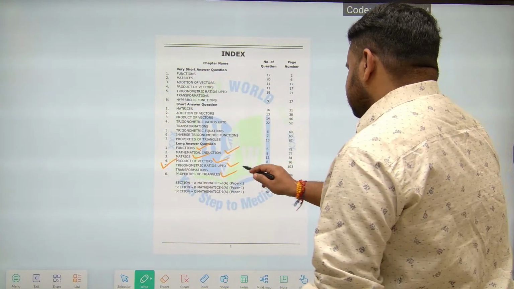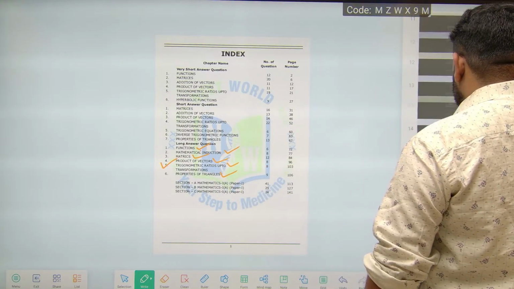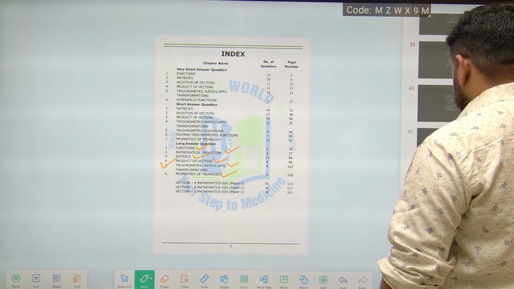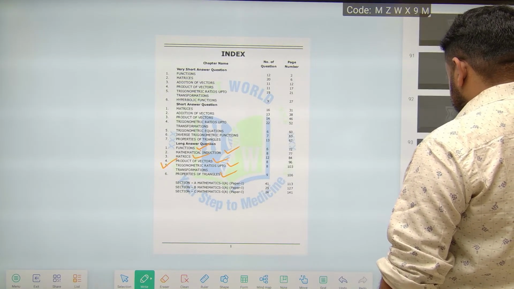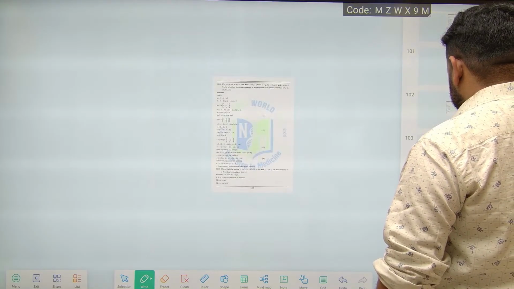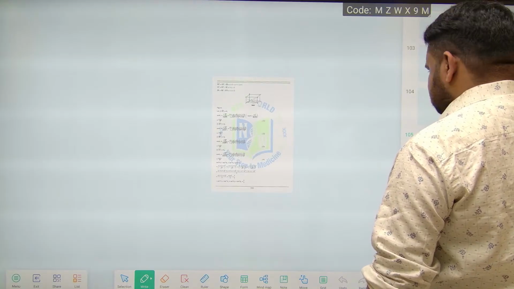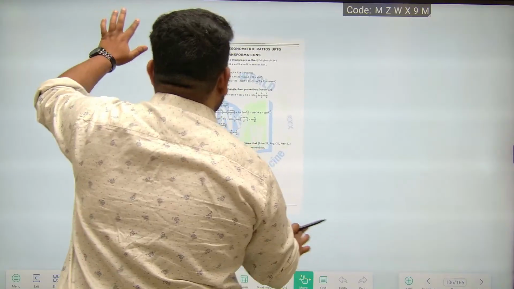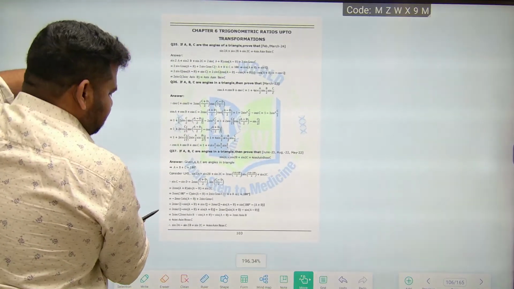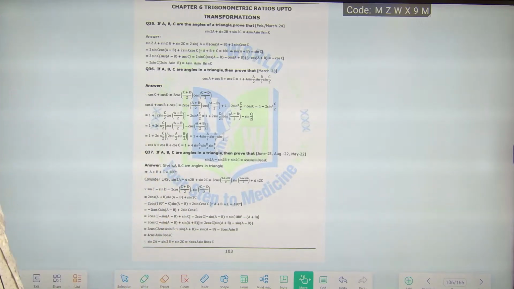What is the chapter number? This page number is 103. This is the chapter trigonometric transformation, trigonometric ratios up to transformation, or you can say trigonometric transformation. Clear? So this is the chapter that we have.